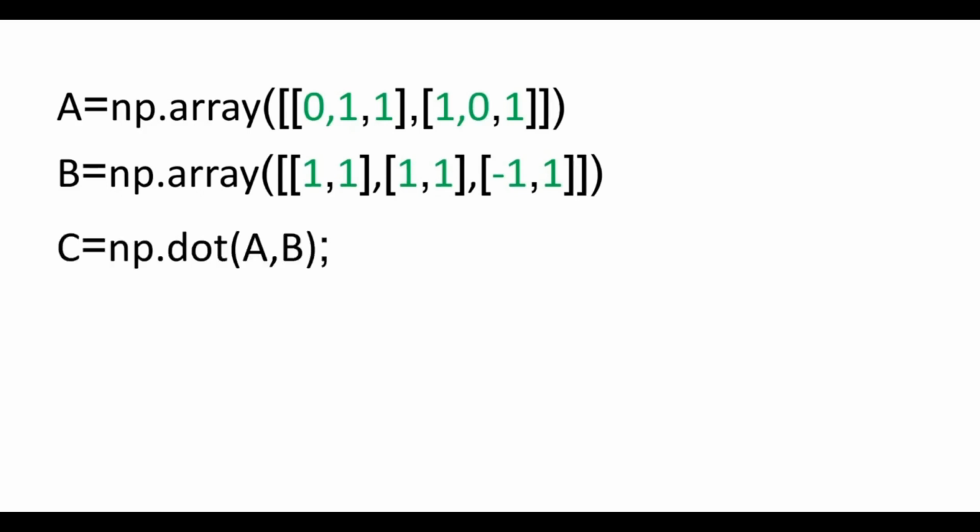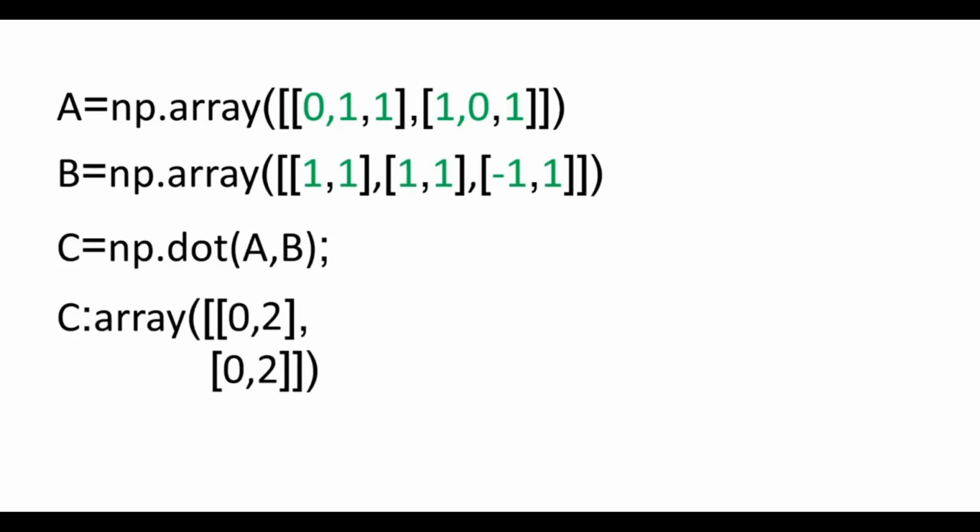In NumPy, we can define the NumPy arrays A and B. We can perform matrix multiplication and assign it to array C. The result is the array C. It corresponds to the matrix multiplication of array A and B.